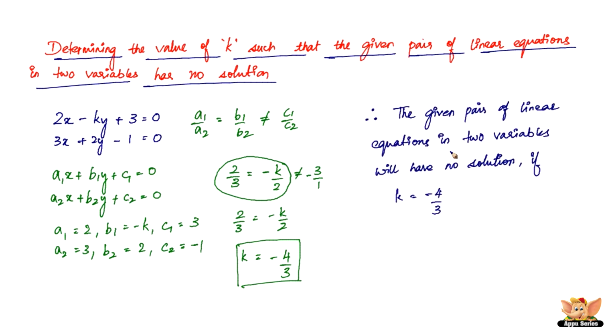Therefore, the given pair of linear equations in two variables will have no solution if k equals minus 4 by 3. So this ends this problem as well as the video.